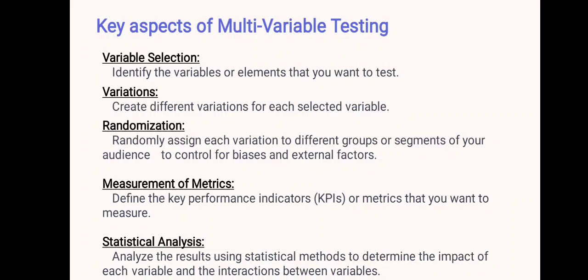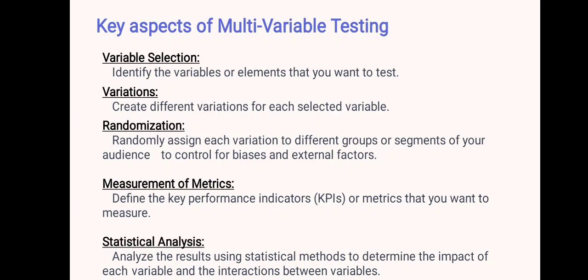Here are the key aspects of multivariable testing. First is variable selection. Identify the variables or elements that you want to test. These variables could include different versions of headlines, images, colors, layouts, calls to action, or any other factors that may influence user behavior or outcomes.